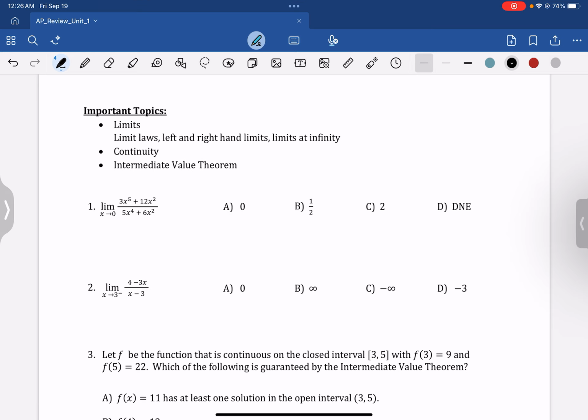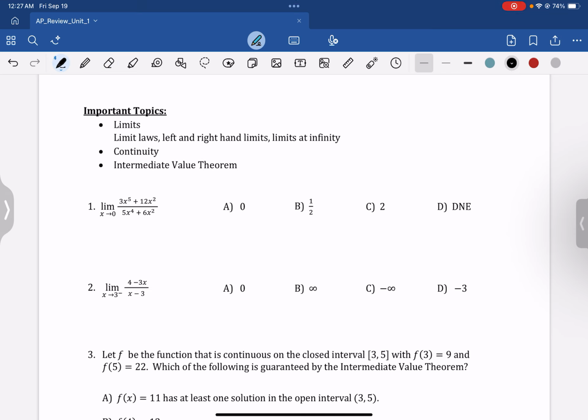it's actually a limit laws problem. We first have to directly substitute to verify whether it can be directly substituted, or whether we have to do something more, like factor. So we directly substitute, and we get 0 plus 0 over 0 plus 0, which is 0 over 0. That is not valid, so we have to find another way to solve it.